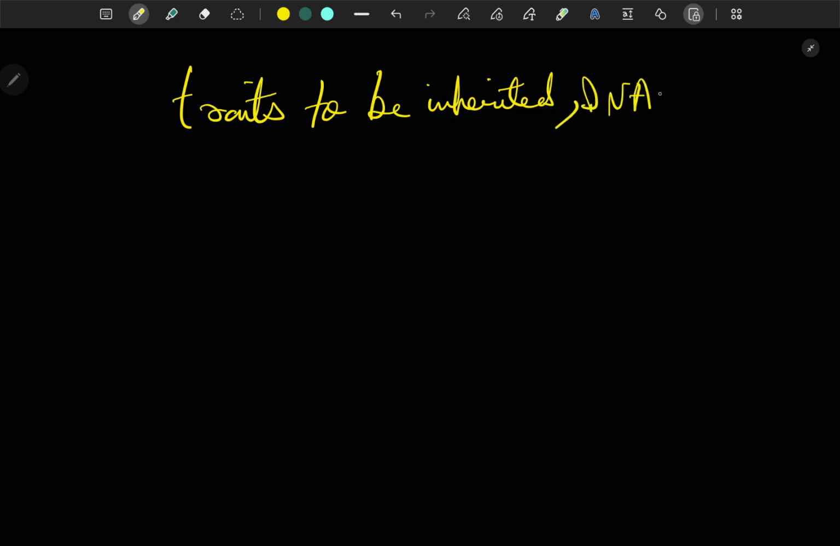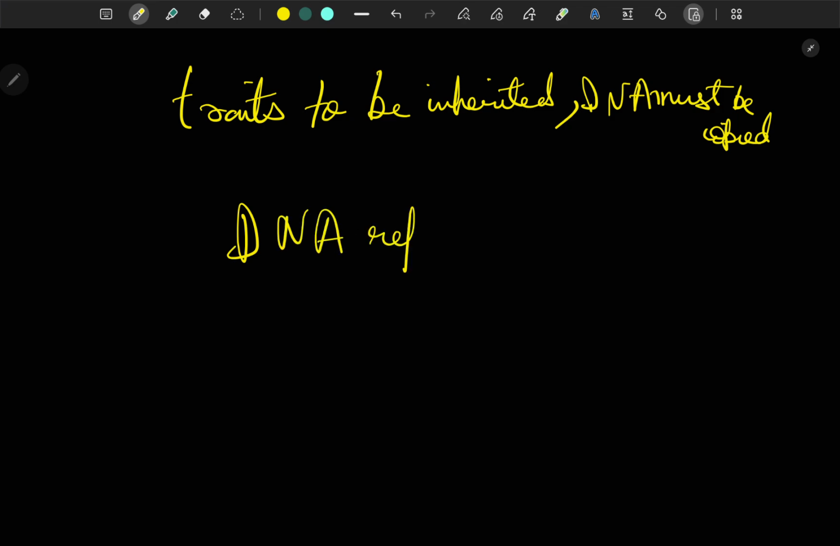Now, how are the genes passed on? For traits to be inherited, the DNA must be copied. Cells duplicate DNA in a process called DNA replication, which I told you about in the previous chapter. So each gene is copied there.